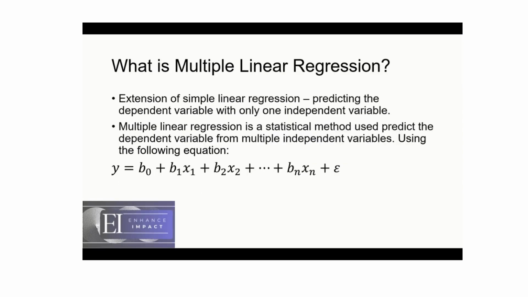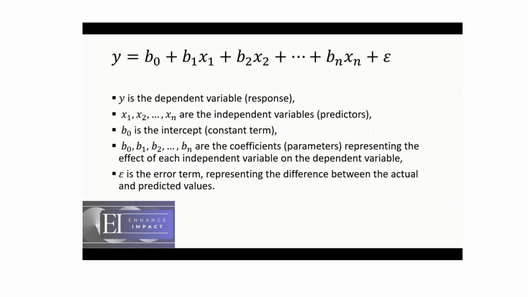Multiple linear regression is an extension of simple linear regression, where we had only one independent variable to predict our outcome. For multiple linear regression, we have multiple independent variables to predict our output or outcome, and we do that by using the following equation. Here, y is the dependent variable, and the x's are the independent variables or predictors. Beta sub 0 is the intercept or a constant term.